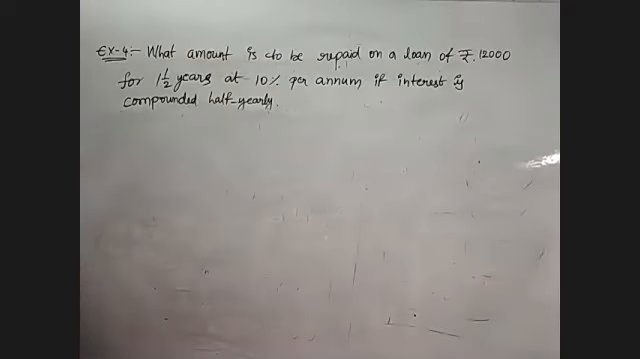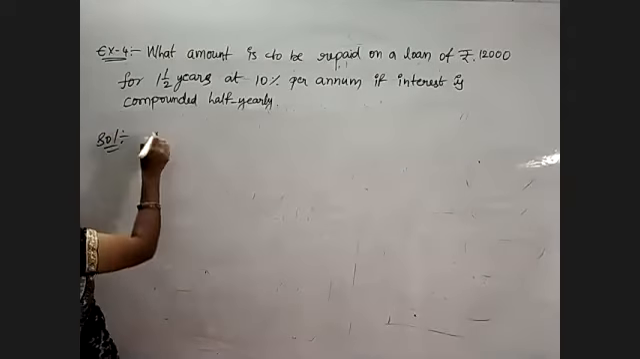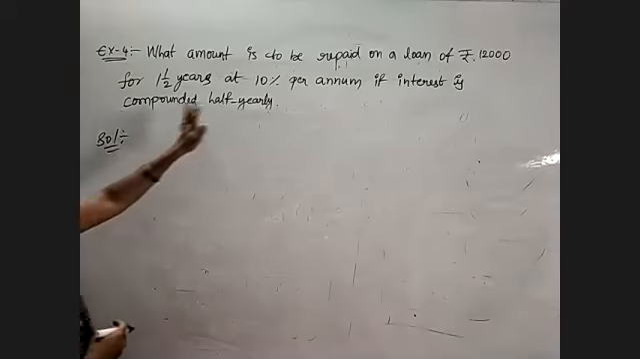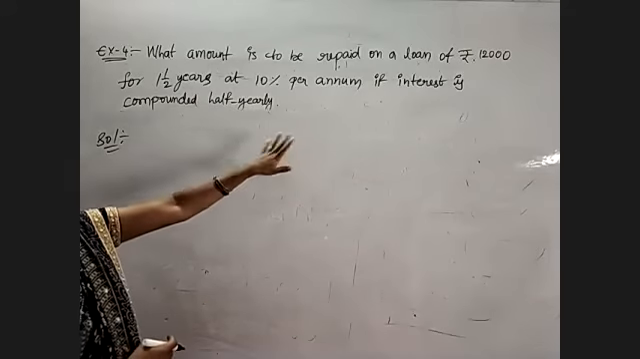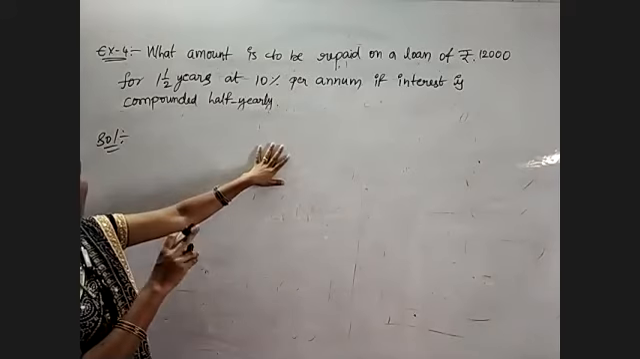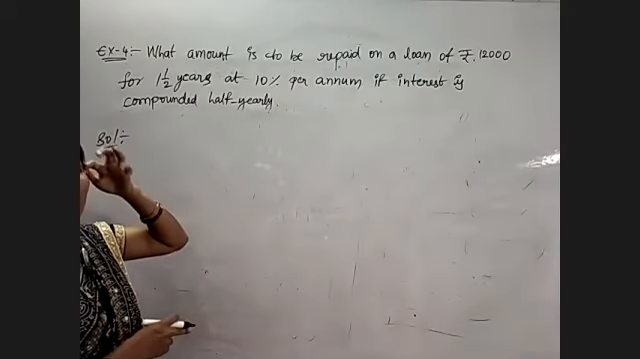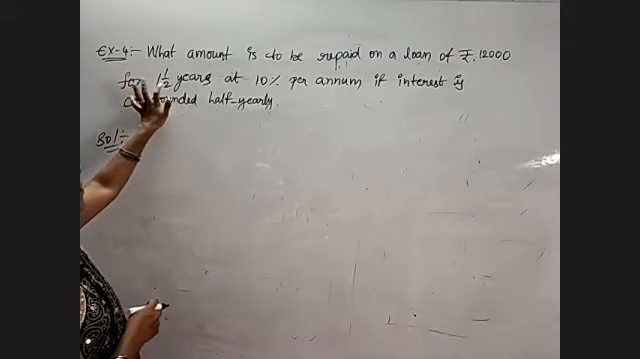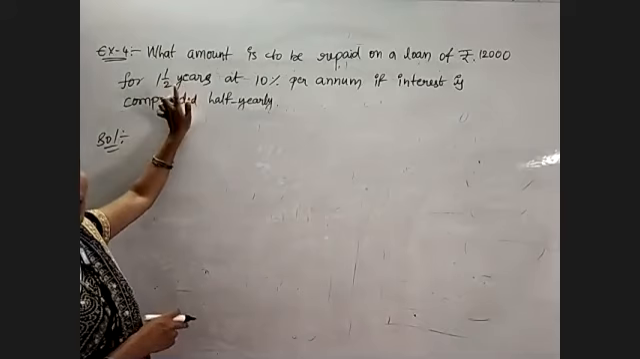Okay, first of all, what are the given values? Identify. Given that, observe the question. What amount is to be repaid on a loan of 12,000 rupees? Means the loan is taken for 12,000 rupees. So sum of the money, that is P is equal to 12,000 rupees, for 1 by 2 years, T is equal to 1.5 years.